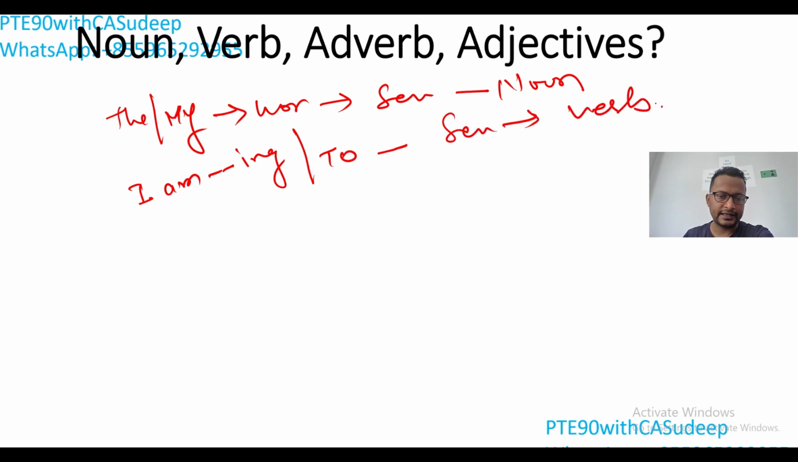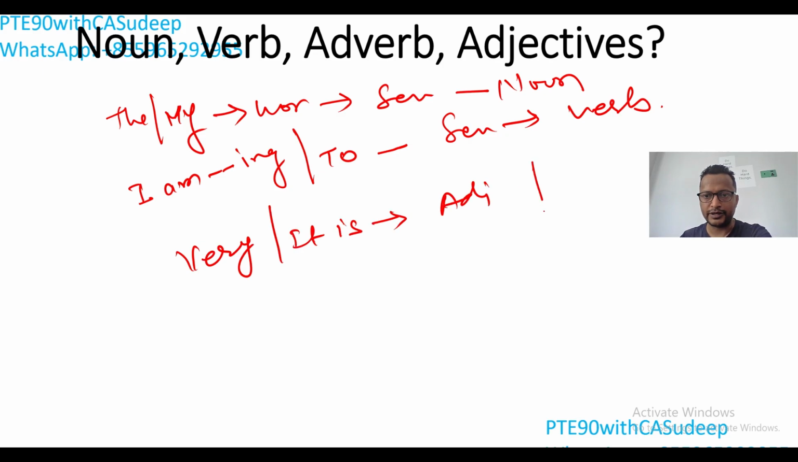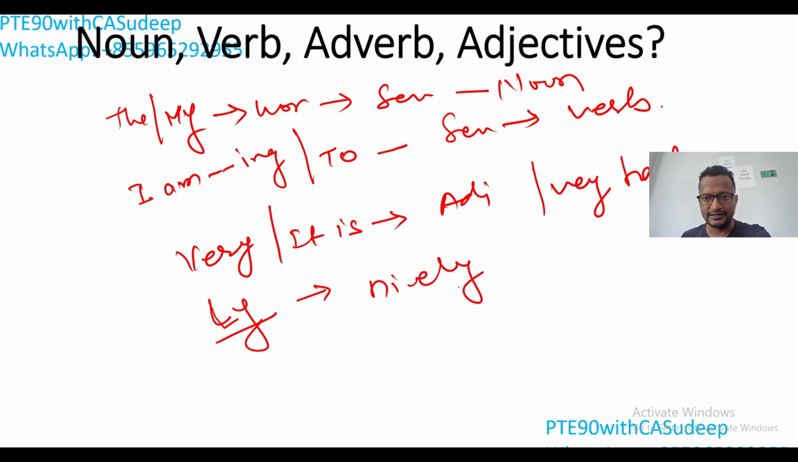Okay, and then put "very" or "it is", and if that makes sense, then that is an adjective, for example, very handsome. And then, how to identify an adverb: generally, if the spelling of the word ends in "ly", then that is an adverb, for example, nicely. Okay, the example is like "the" or "my" for the noun.